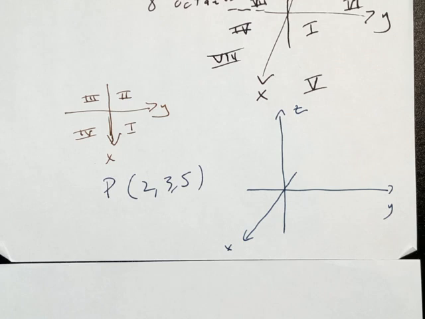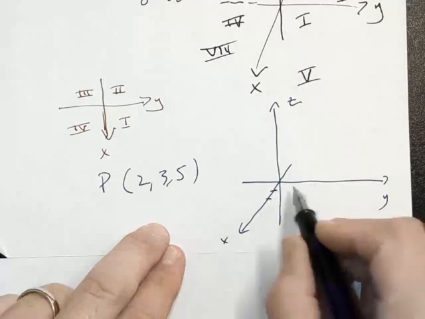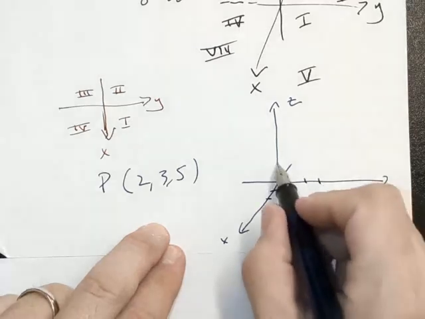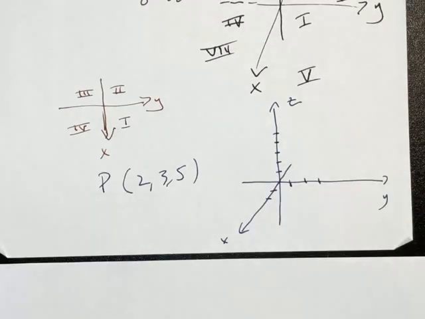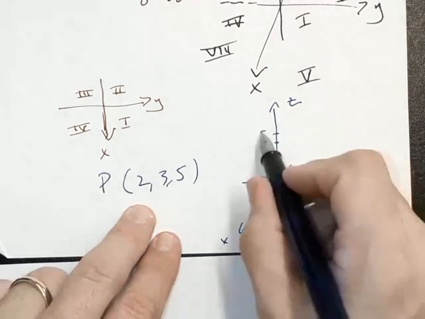I don't know what the units are. Feet, inches, miles, it doesn't matter. But I've got to go 2 units along the x-axis. I've got to go 3 units along the y-axis. And I've got to go 5 units along the z-axis. There we go. So I have 2 here and 3 here and 5 here.